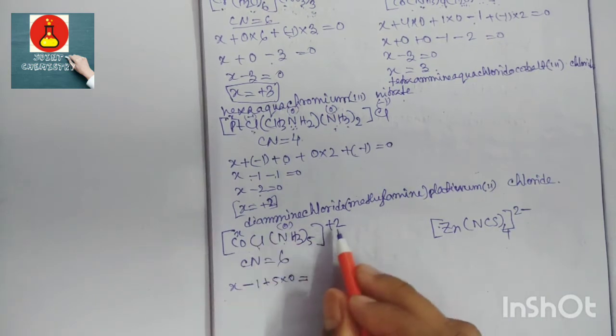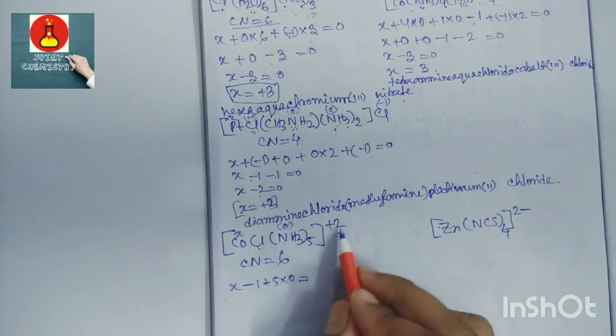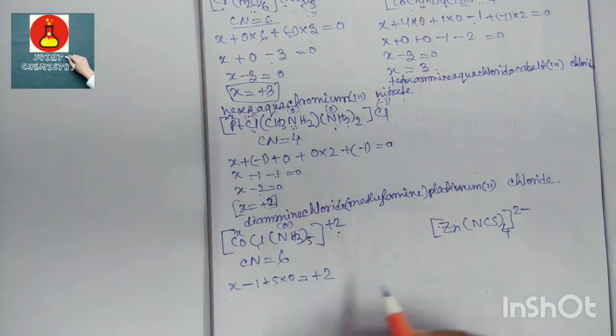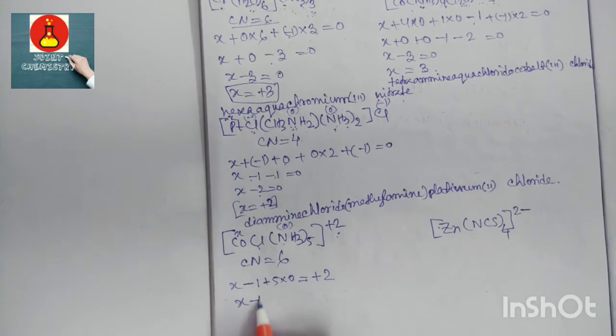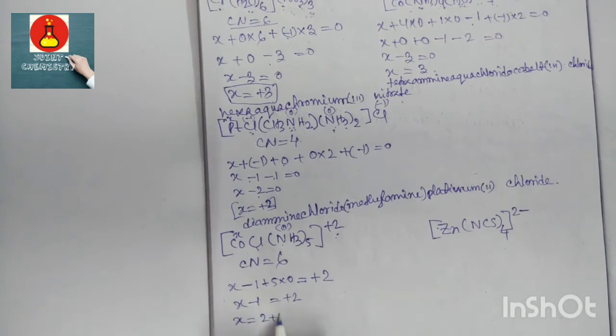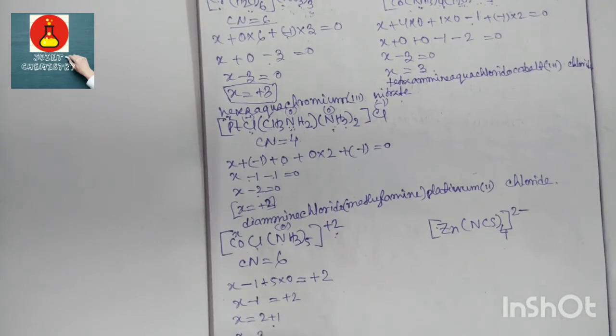is equal to the charge of this complex ion. This complex ion contains plus 2 charge, so the overall summation of the charge will be plus 2. So x -1 is equal to plus 2. So x is equal to 2 plus 1. The -1 is on the other side, so it will be plus 1. So x will be plus 3.